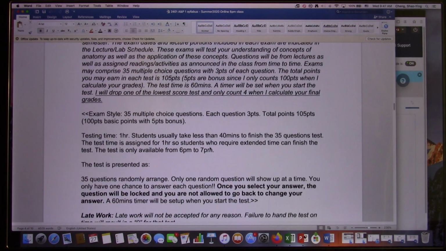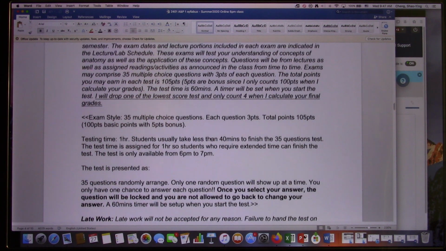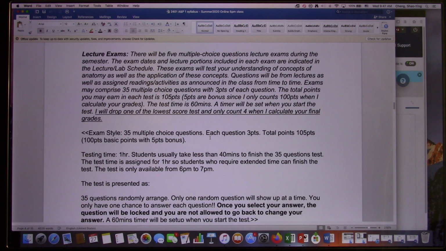The lecture test, multiple choice only. You will go to the Blackboard, we will look at the test later, and we have 35 questions, multiple choice. Based on my experience, students only take about 30 to 40 minutes to finish the lecture test. And the test is designed so the 35 questions randomly show up.